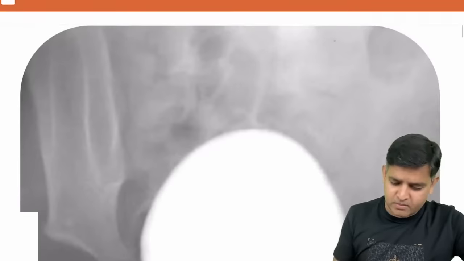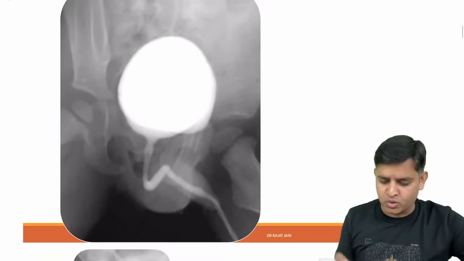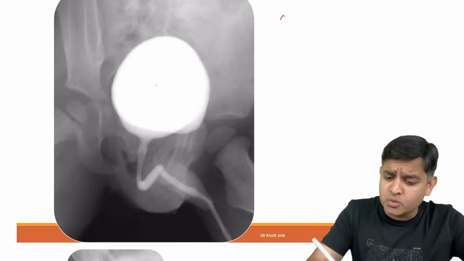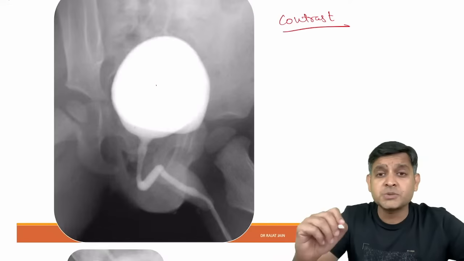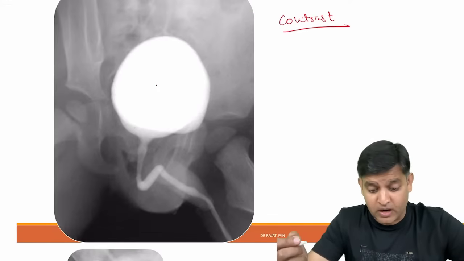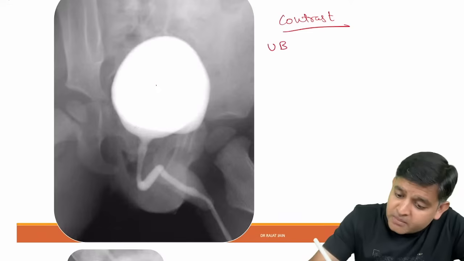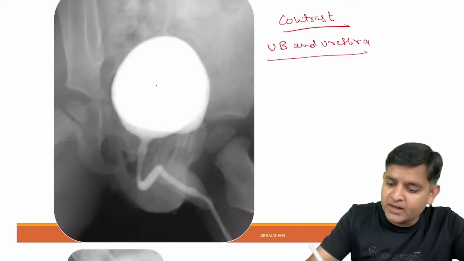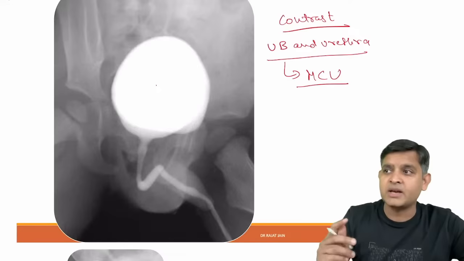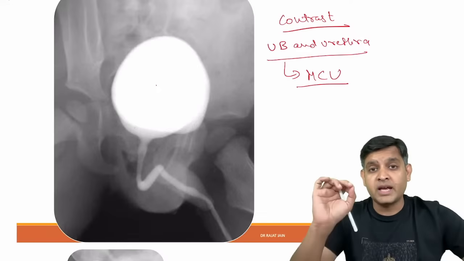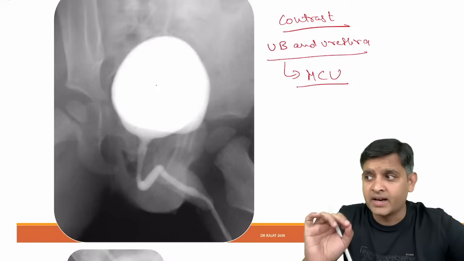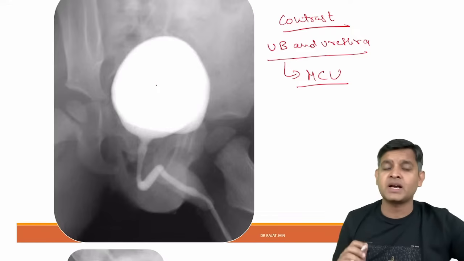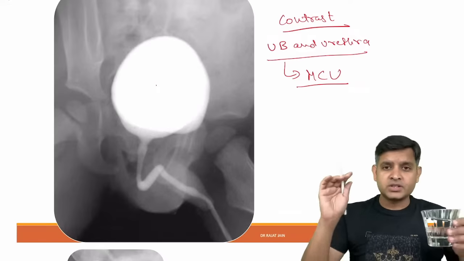Okay. Now let's see more. Waiting for an answer from you. What do you think is this investigation? Is it a plain X-ray? You say, sir, how can it be a plain X-ray? This much white has to be contrast. Then I will ask you, where is this contrast? You will say, this is in the urinary bladder and urethra. Yes, if it is in the urinary bladder and urethra, then the name of the investigation is MCU, micturating cystourethrography. So this is a typical image of MCU.